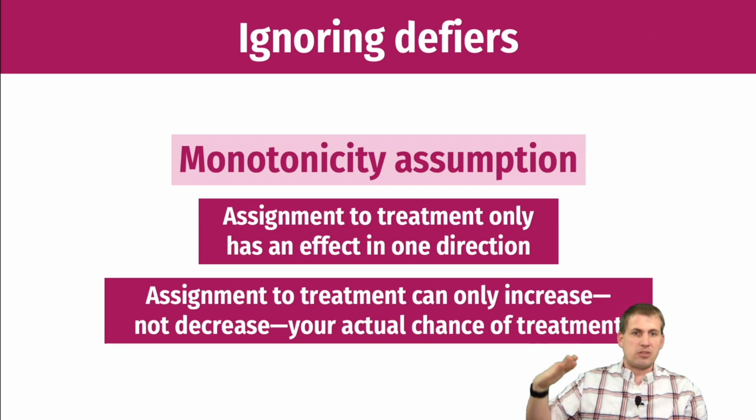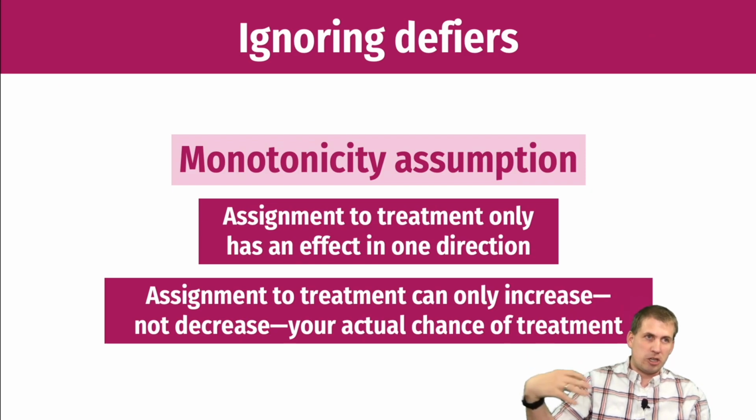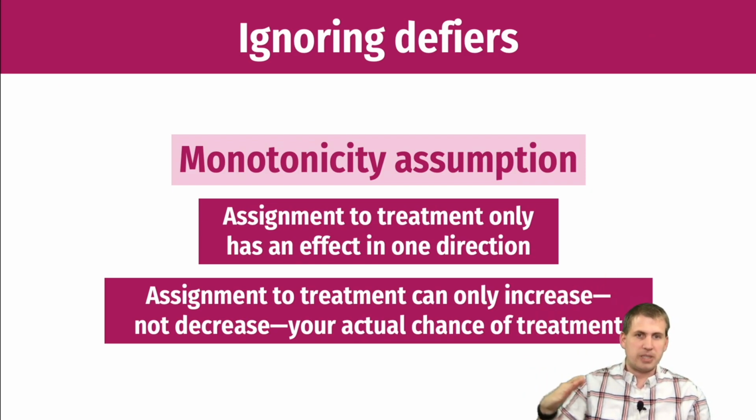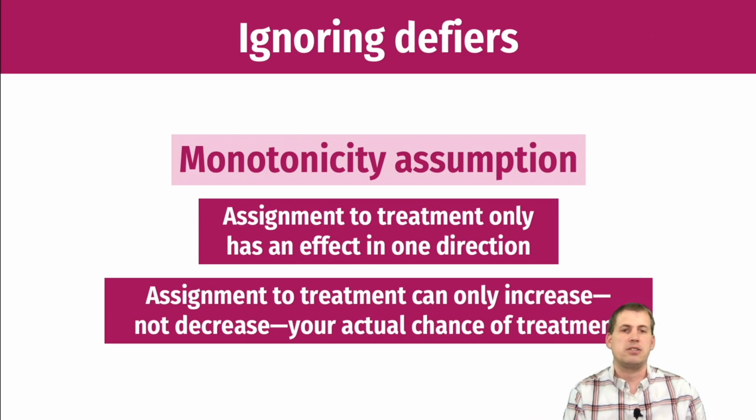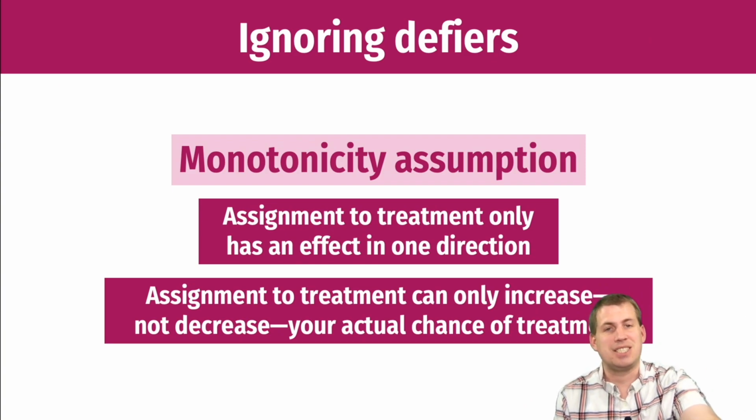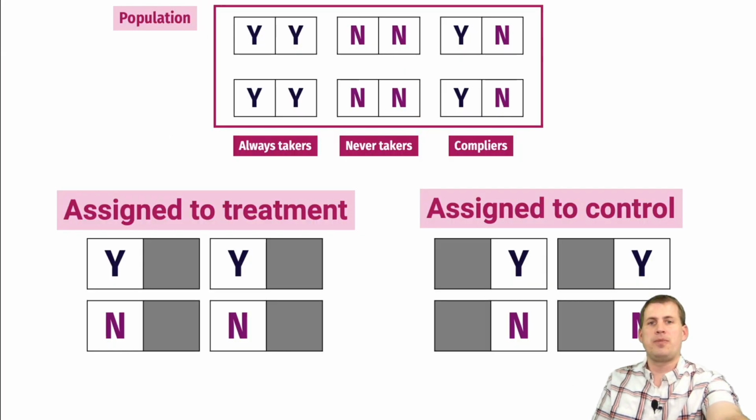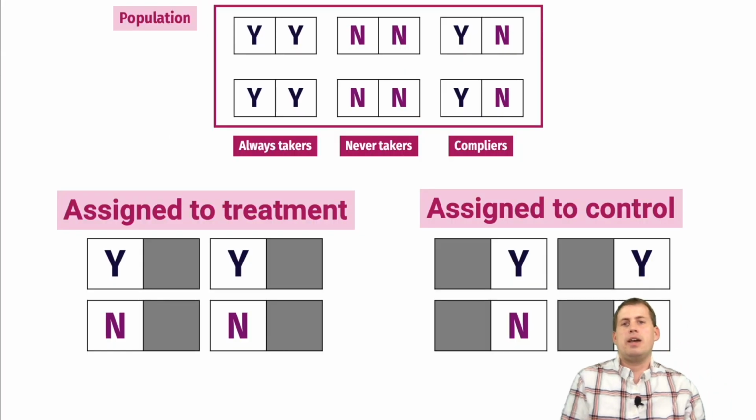But we're just going to assume that if you get assigned to it, you're going to do it. Or you're going to potentially do it. Your chance of doing it increases. And so we can ignore the defiers because of this monotonicity assumption. It also simplifies all of the weird algebra that we have to go through to find our causal effects. So let's look at this.